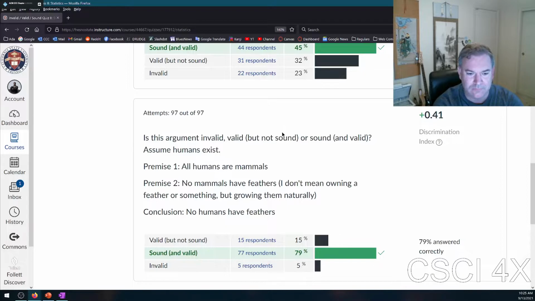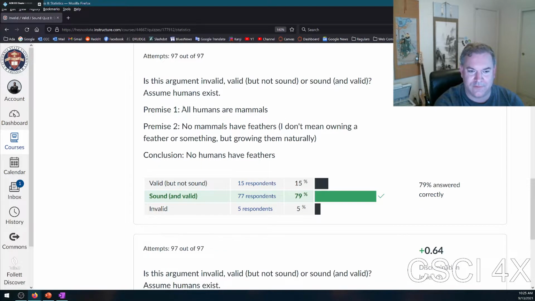Okay. So for this one, let's go through it. All humans are mammals. Still true. No mammals have feathers. Also true. Feathers are only found on birds. Birds are not mammals. Okay. So those of you that said it's valid but not sound, you must be trying to tell me that there are humans that exist that are not mammals, or you're trying to tell me that some mammals grow feathers.